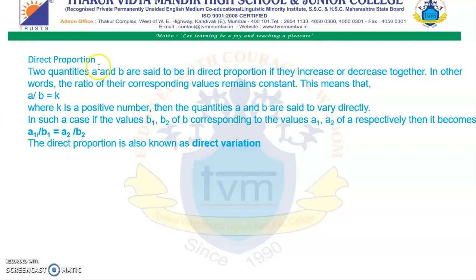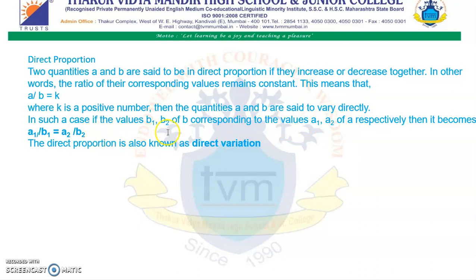So let us see what a direct proportion is. Two quantities A and B are said to be in direct proportion if they increase or decrease together. In other words, the ratio of their corresponding values remains constant. This means that A upon B is equal to K, a constant, where K is a positive number. Then the quantities A and B are said to vary directly.